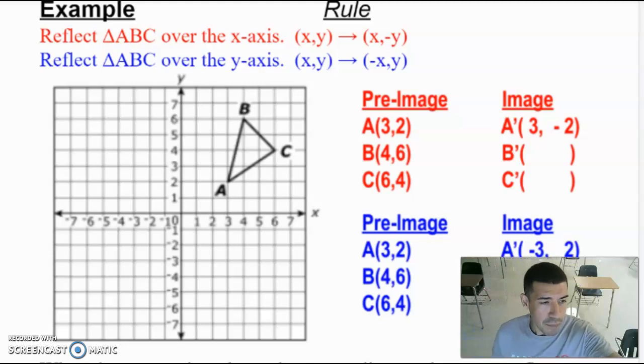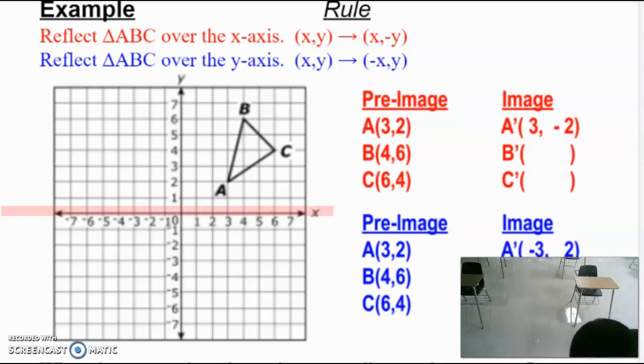Look at my screen. I will be reading what's in red first. Reflect triangle ABC over the x-axis. Now, notice the rule is very simple. The x stays the same and the y changes. You're going to see that in a minute. So let me begin by identifying my line of reflection. It tells me that the x-axis is the line of reflection. To make it easier, I will highlight it in red. I highlighted in red my line of reflection.